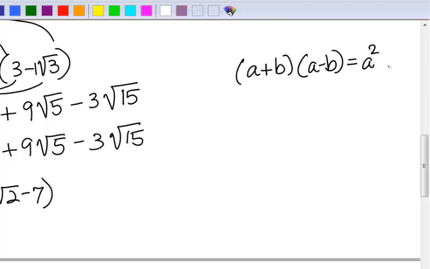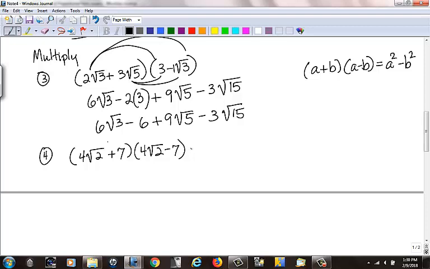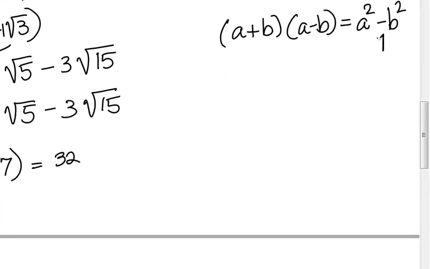That drops out, minus b squared. Difference of two squares. Okay, so the shortcut is square the first one. So 4 squared is 16. Radical 2 squared is 2. 16 times 2, 32. And then square the last one, 49, and it's a minus sign in between. So minus 49, you get a negative 17. Now, that is the shortcut.